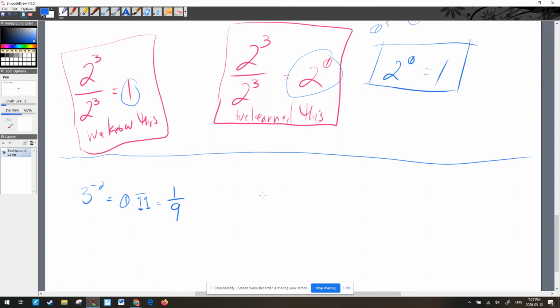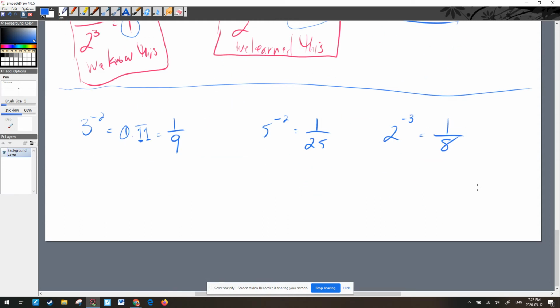How about if we had 5 to the negative 2? Well, in fractional form, it would be 1/25. You're like, what? How about 2 to the negative 3? Well, that would be 1/8. So here's what's actually going on: when we have a negative exponent, it causes the base to flip over and reciprocate.